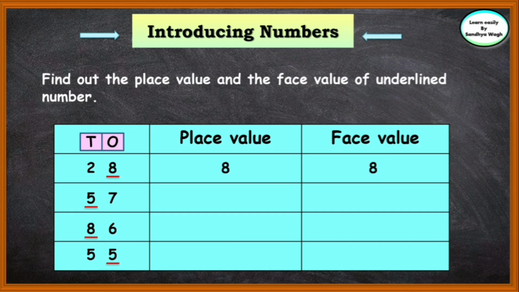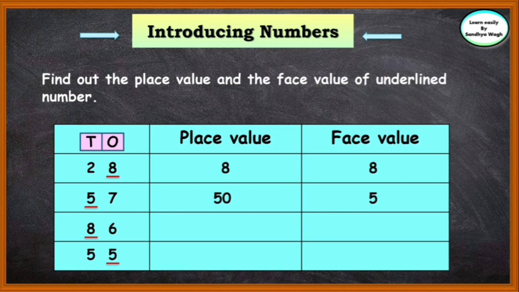Now, the next number is 57 and the underlined digit is 5. Children, 5 is in which place? Yes, 5 is in tens place. So, 5 tens means 50. That means the place value of 5 is 50. And the face value of 5 is 5.